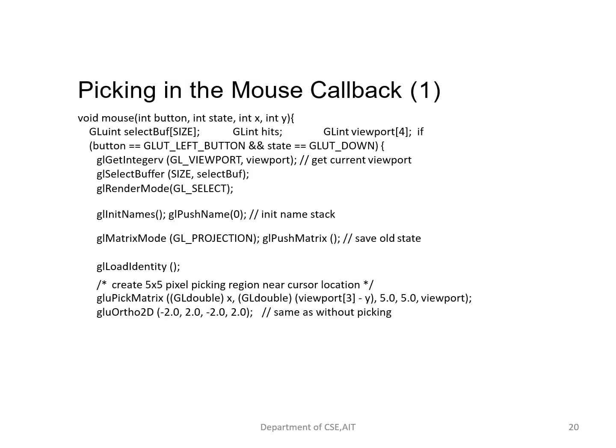The mouse callback function for this selection mode is given over here. You can see that we are going to have the selection buffer, and the hits, which will be keeping the count of the number of hits happening on an object. Then we have the viewport, in which we specify the 4 parameters for the viewport, and we also have glSelectBuffer, which is going to select the buffer, glRenderMode, which is used for selecting the rendering, the init names, used for initializing the names, and then the matrix mode for selecting the matrix.